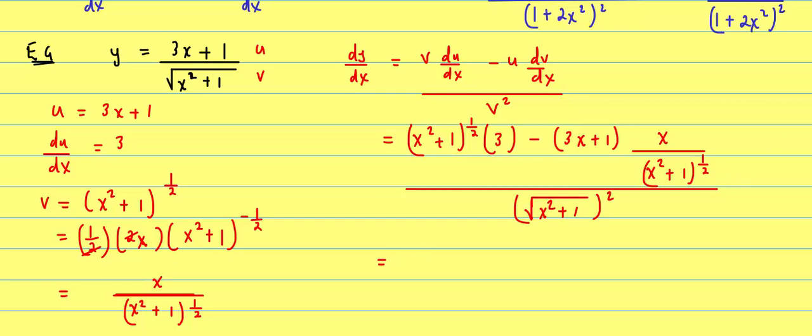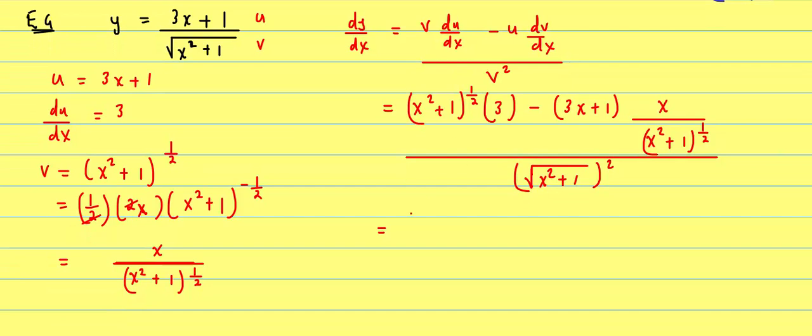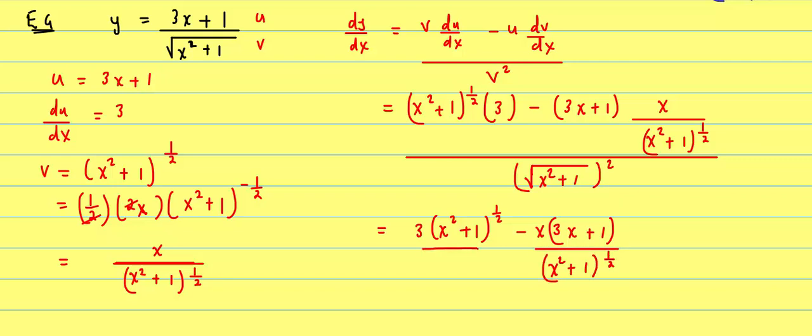Okay, I'm going to endeavor to write the numerator as a single fraction. If I do that, I'm going to have 3 multiplied by x squared plus 1 to the power of a half, and minus 3x plus 1 multiplied by this x here, which I'm going to put at the start, and this is divided by x squared plus 1 to the power of a half. Now this one is over 1, and it's still divided by this expression here.